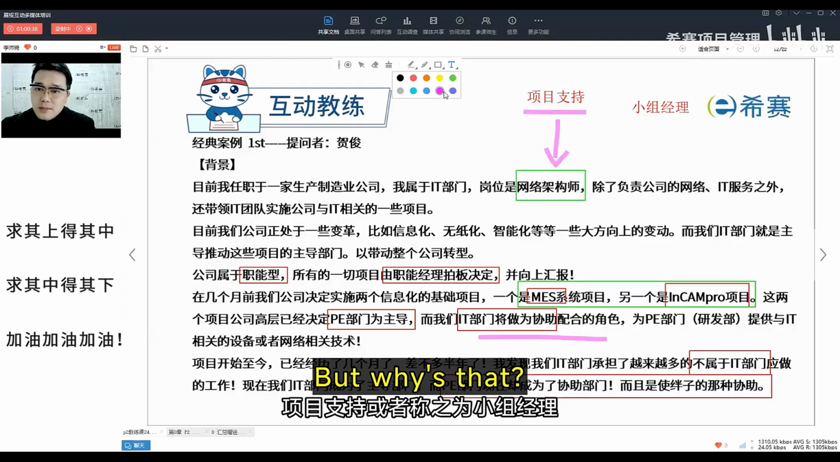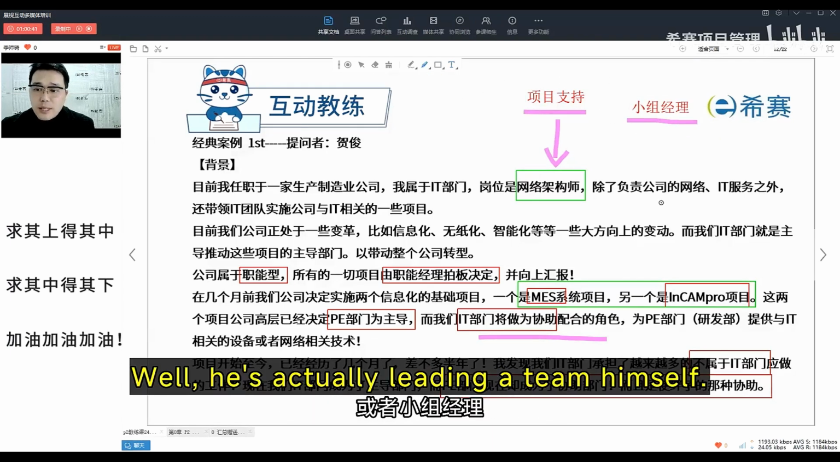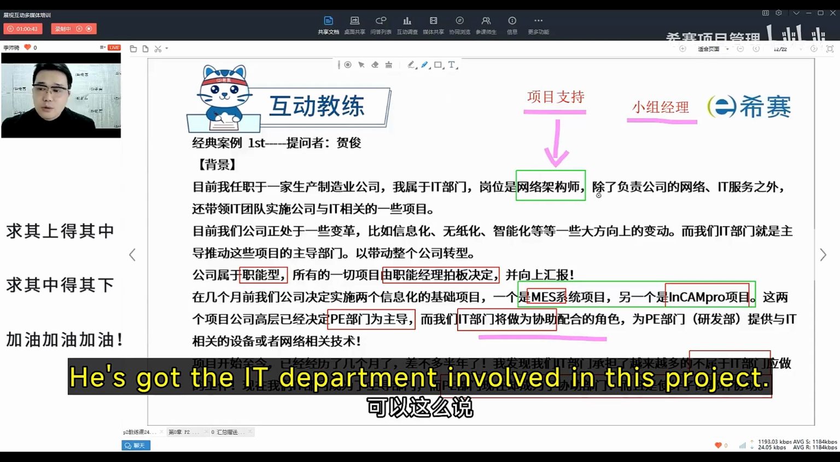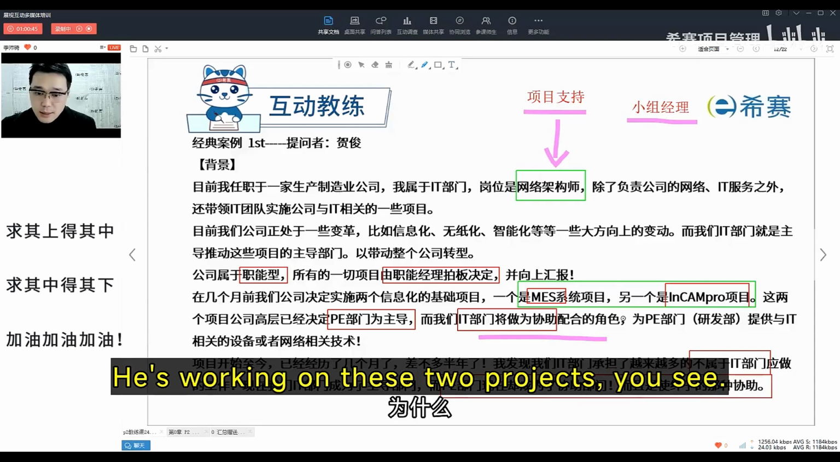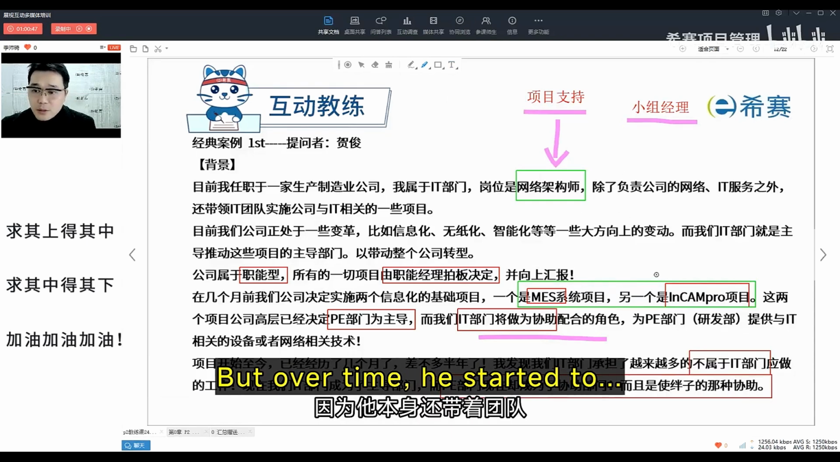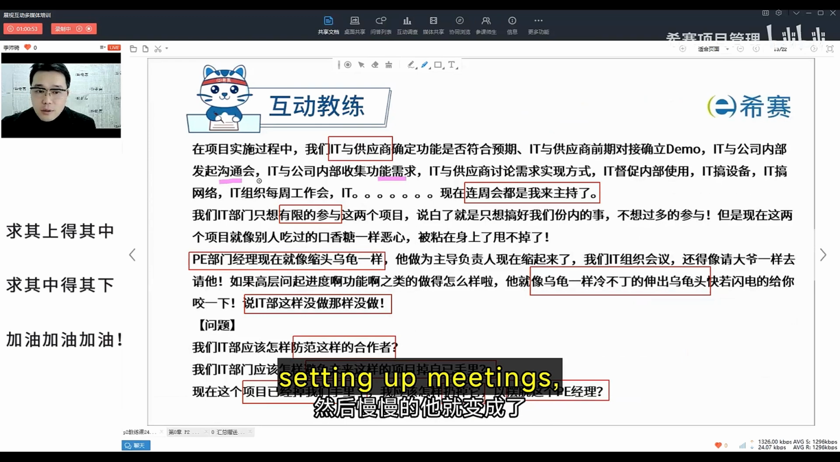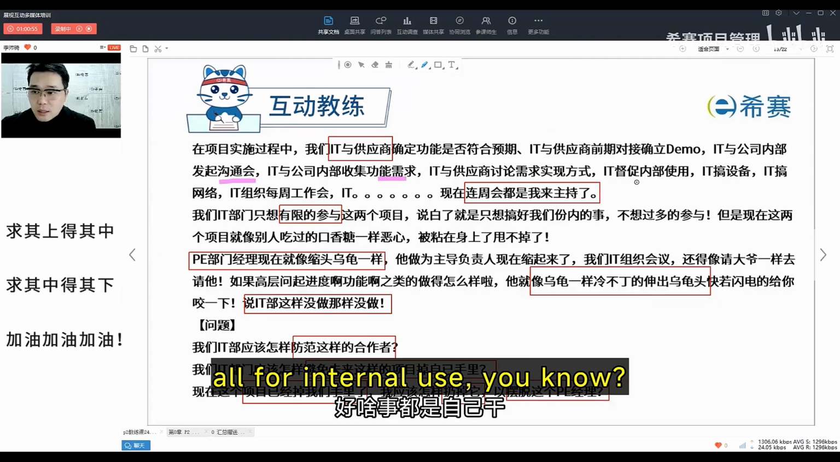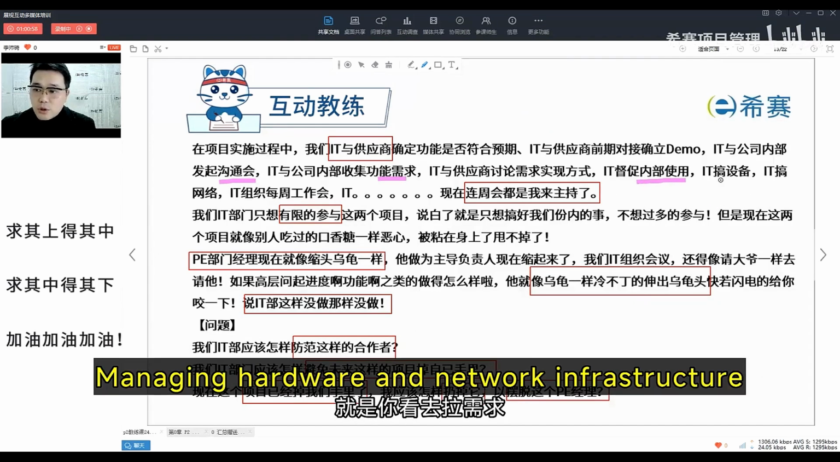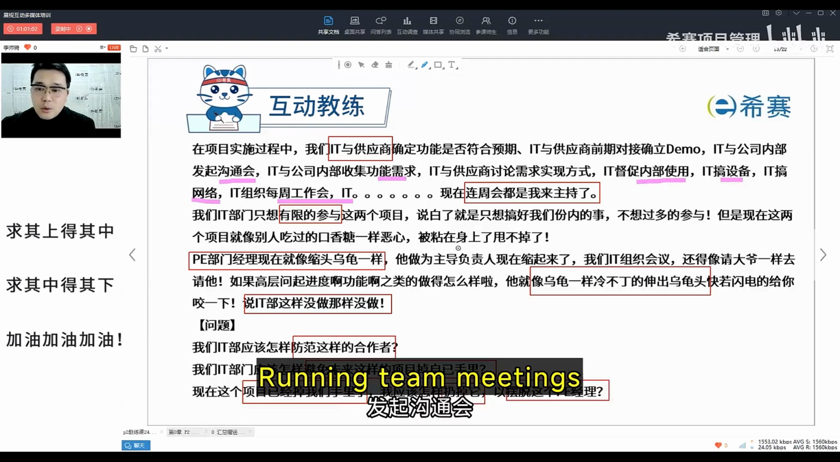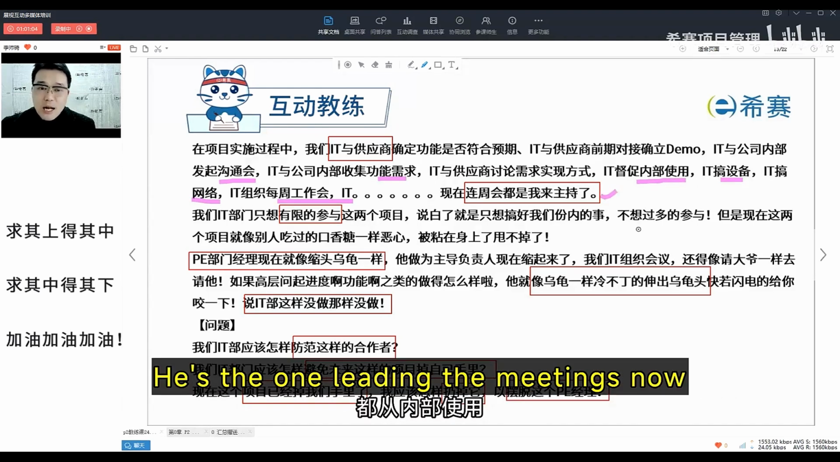But why's that? Well, he's actually leading a team himself. He's got the IT department involved in this project. He's working on these two projects, you see. But over time, he started to end up doing everything himself. He's gathering requirements, setting up meetings, all for internal use, you know? Managing hardware and network infrastructure, running team meetings. He's the one leading the meetings now.